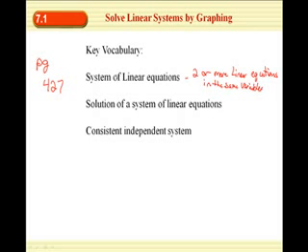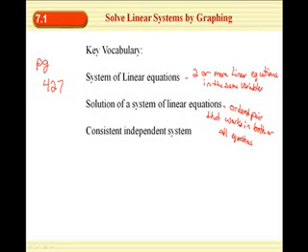Okay. Solution of linear equations is an ordered pair. Okay, that's for the two variables. For the variables, it's an ordered pair that works in both or all equations. Sometimes there can be more than one. There can be three in a system or four.